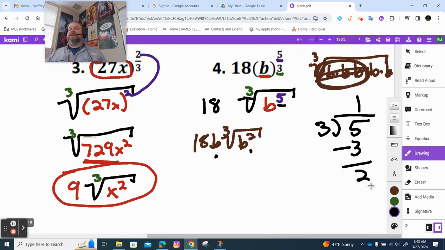There are 2 ways to think about it. You could say b to the 5th, there are 5 of them. You're taking the cube root, so you're taking 3 at a time. We could only take one group of 3. Or you could say 3 goes into 5 one time, so we take out 1 b, and there are 2 left under. That's it. Or you can find somebody else that can say it more clearly. That's fine too.